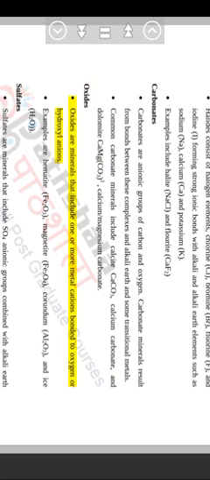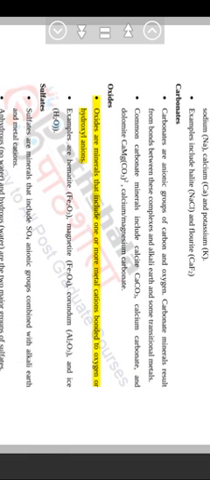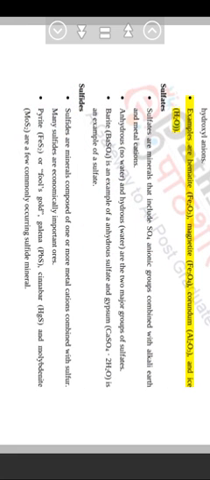Oxides. Oxides are minerals that include one or more metal cations bonded to oxygen or hydroxyl anions. Examples are hematite, Fe2O3, magnetite, Fe3O4, corundum, Al2O3, and ice, H2O.